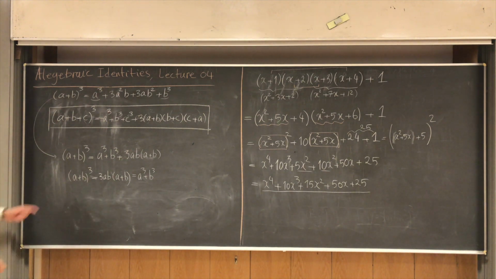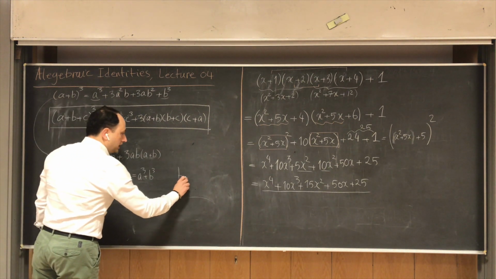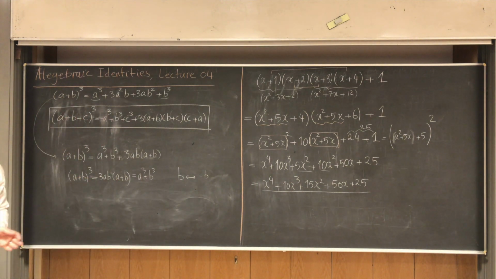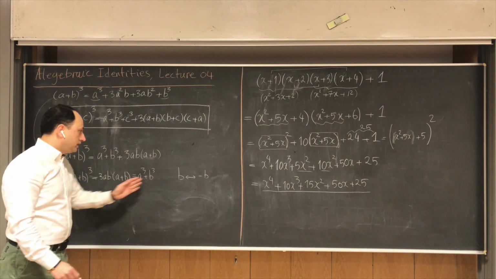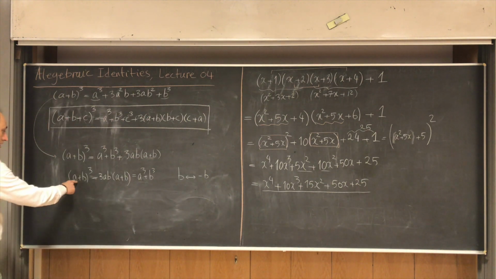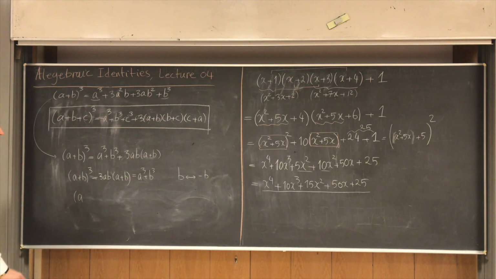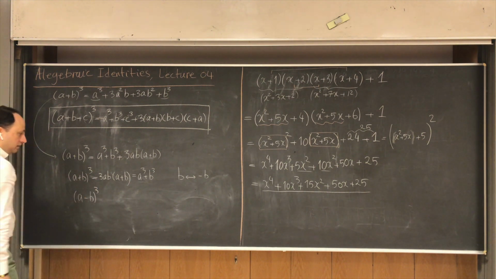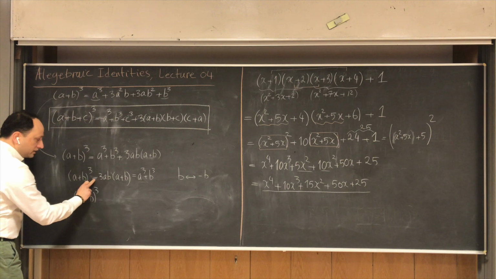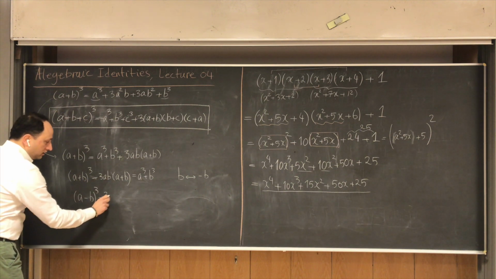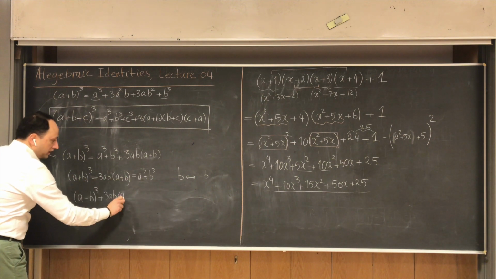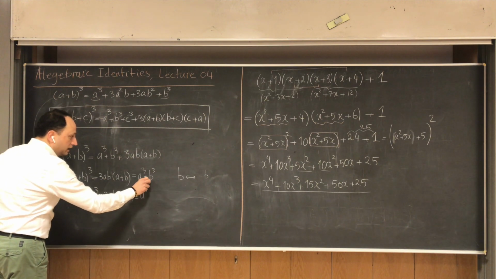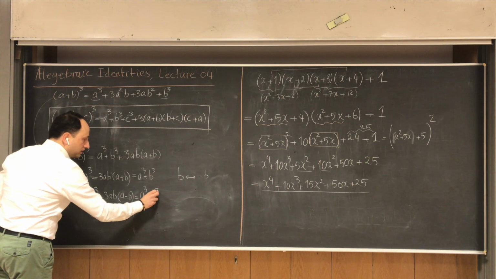Yes? And in this identity, let me replace b with minus b. Because this is an identity, it is valid for all possible values. It is also valid if I change b to minus b. If I change b to minus b, what will happen? This becomes a minus b to the 3. Yes. Then this becomes positive 3ab times a minus b. And on the right-hand side, this becomes a to the 3 minus b to the 3. Yes.